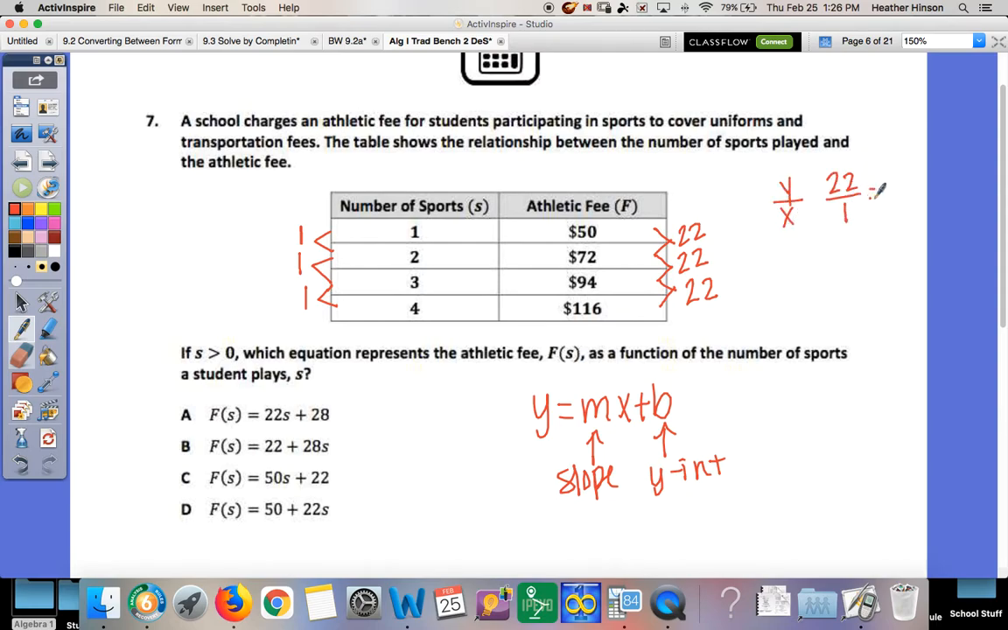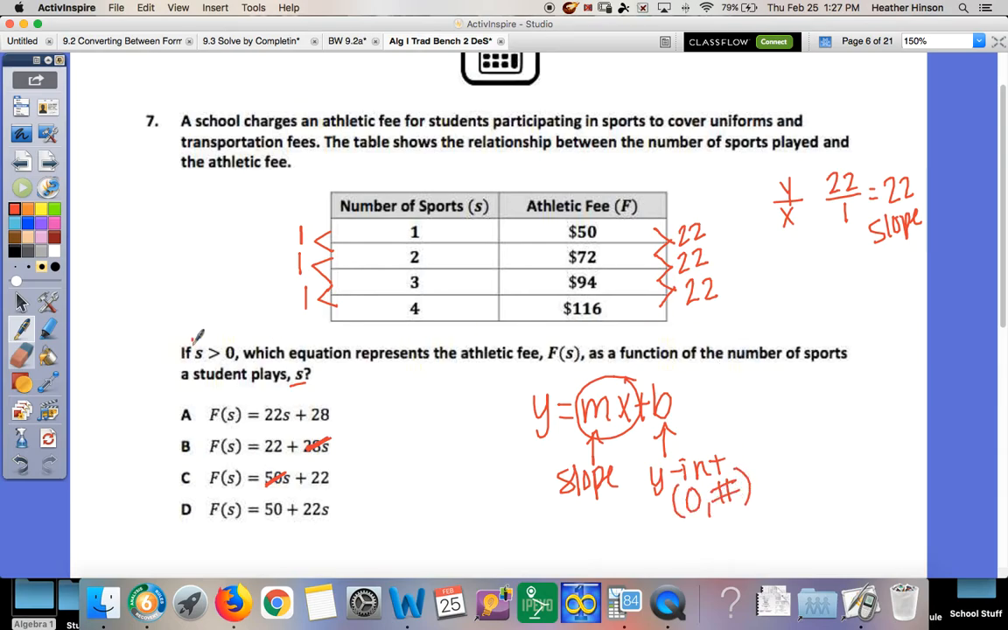22 over 1 is just 22. So that's your slope. That's going to go with x, or in this problem, s. So just knowing our slope, B has the wrong number with s, and so does C. So we're down to A and D. We need to figure out our y-intercept. Where do you find the y-intercept? We find it at 0.